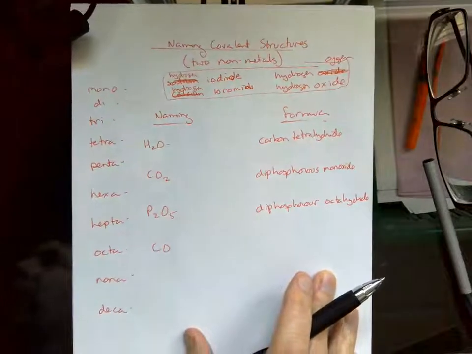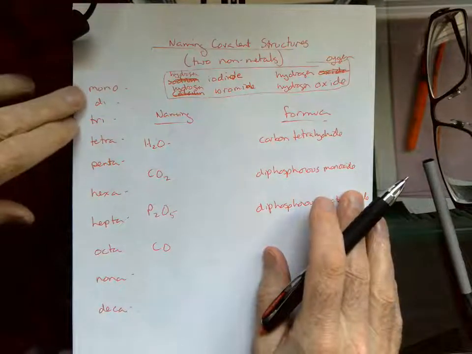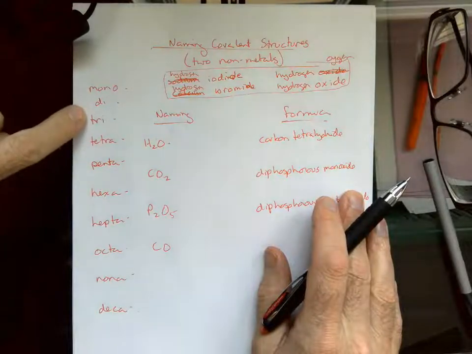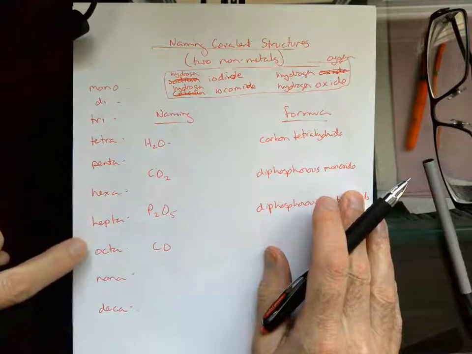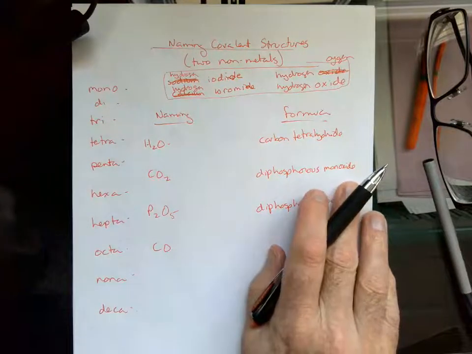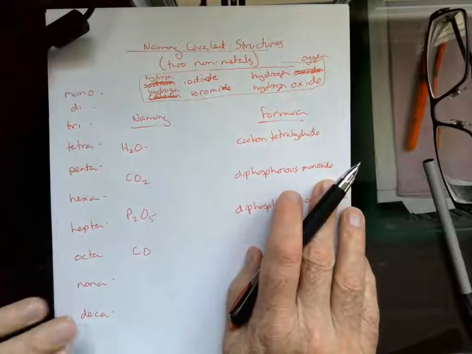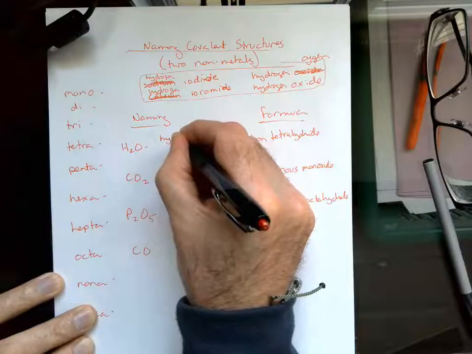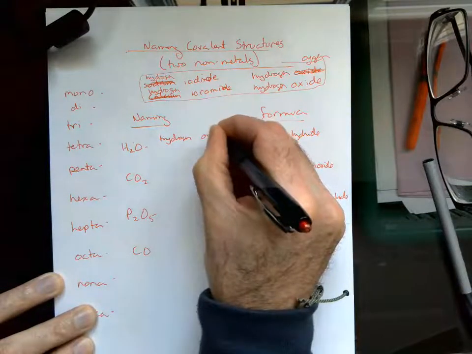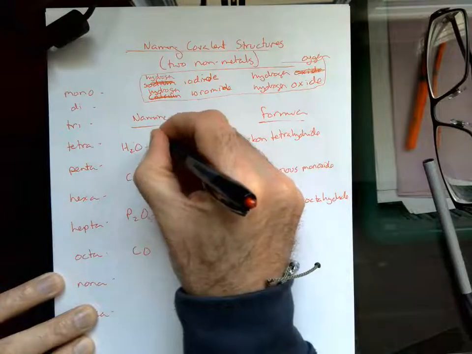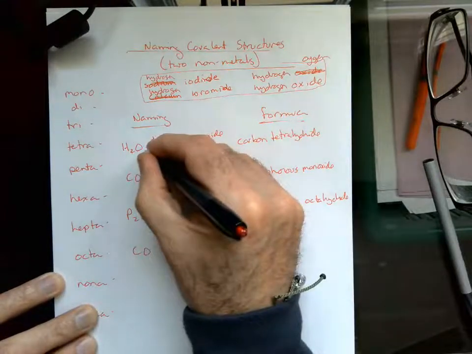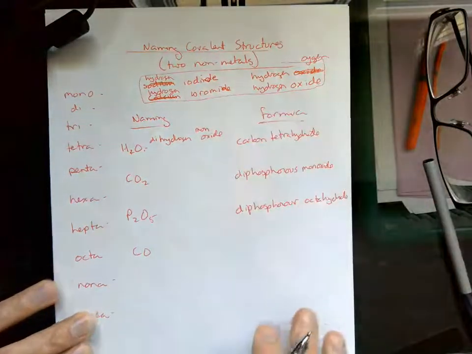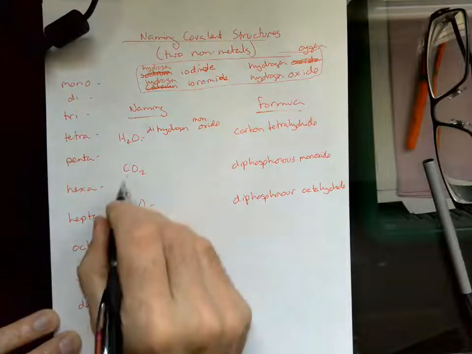Next thing, when we're doing covalence, we have things called prefixes. 1, 2, 3, 4, 5, 6, 7, 8, 9, 10. Mono, di, tri, tetra, penta, hexa, hepta, octa, nona, deca. Those are your prefixes. So, for example, we're going to go hydrogen and oxide. We've got two hydrogens, so it's dihydrogen. We've got one oxygen. You always look to the right of the element, so it's monoxide or monooxide.